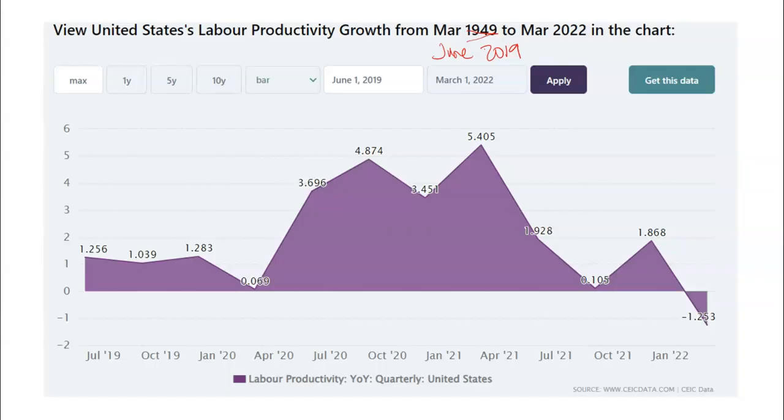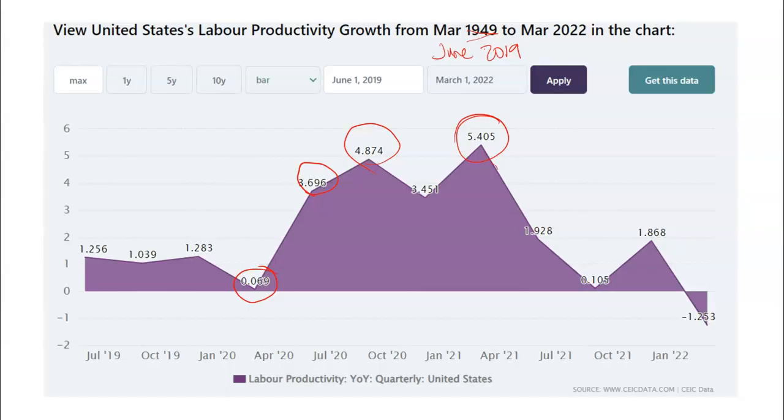Okay, so June 2019, obviously before the COVID pandemic hit, we see growth is 1.2%. And then March 2020, April 2020, it's going to drop to 0.06. So basically no growth. It's just sort of staying stagnant. July 2020 goes up to 3.6. October 2020, 4.8. And that high in April of 5.4%.